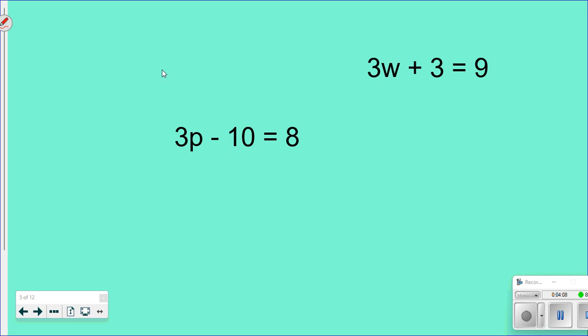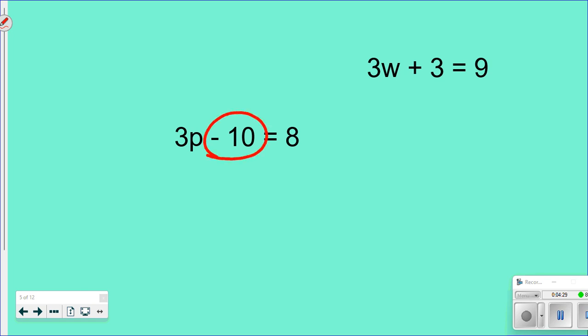So I have 3p minus 10 equals 8. Now don't forget, same thing goes. If you do one side, you have to do the other side, like what we talked about, a balance. So the first thing, if you look back at your steps, the first one was locate the variable, okay, p. Second one was complete your addition or your subtraction. So I'm going to worry about this first.